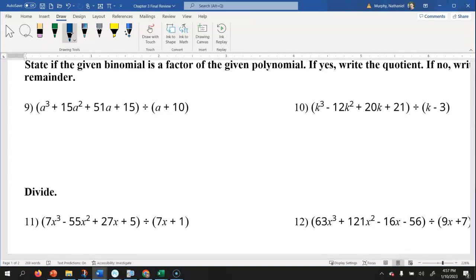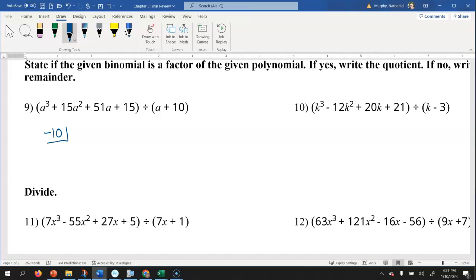You need to know how to divide polynomials when it's a simple one like this, a plus 10. Remember, one of the methods we used was synthetic division. We also learned how to do it with the box method. I'm not going to show that, but you can look back in your notes if you prefer that one. I find synthetic division the least likely to make mistakes. I like the synthetic division.